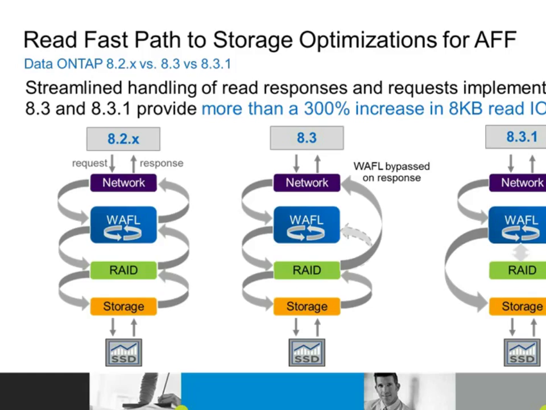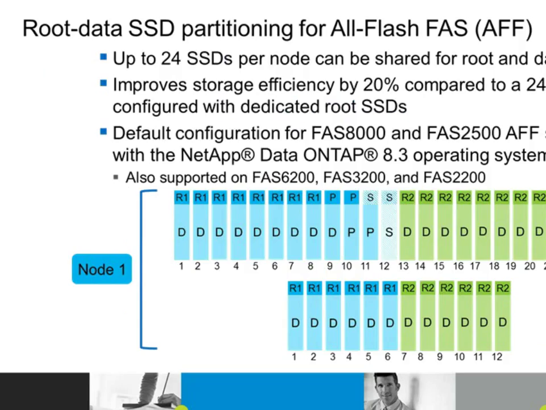And then on the capacity perspective, Clustered ONTAP 8.3 has brought about root data SSD partitioning for all flash FAS. Now, I will point out that if you do have a spinning disk array running 8.3, you can also do advanced disk partitioning for spinning disk as well. So this is not necessarily an AFF specific feature. However, with the cost of flash versus spinning disk, this becomes more important in the SSD realm.